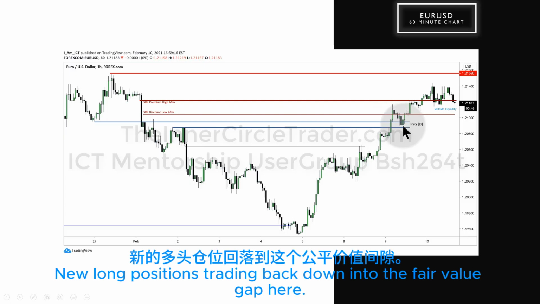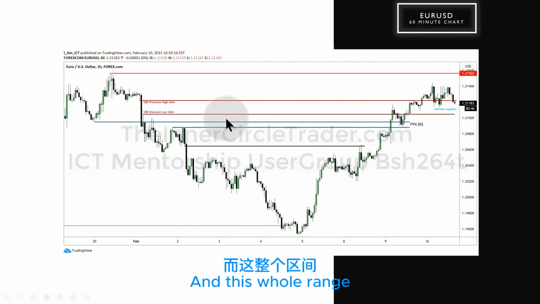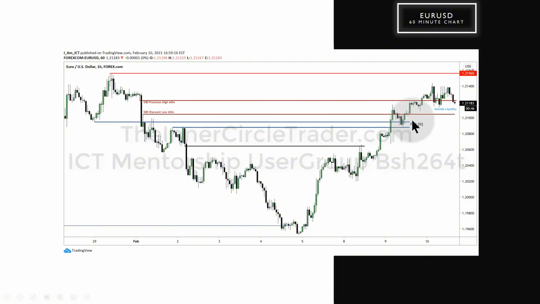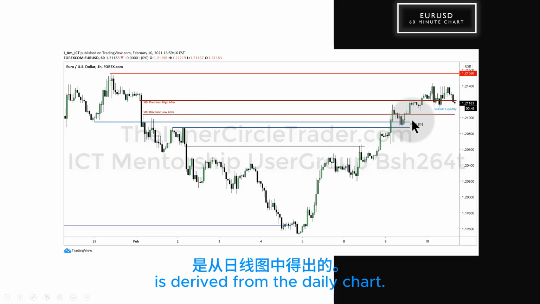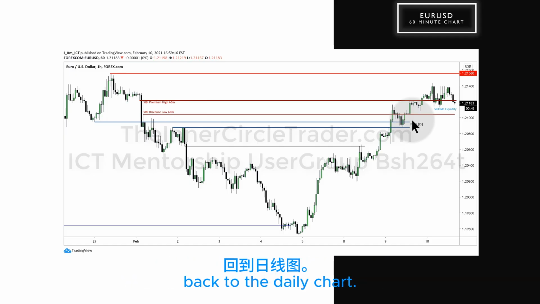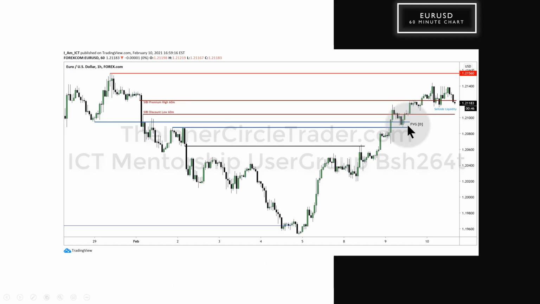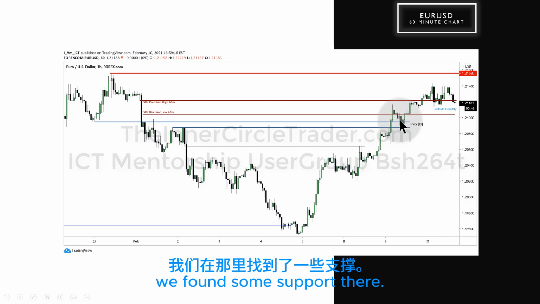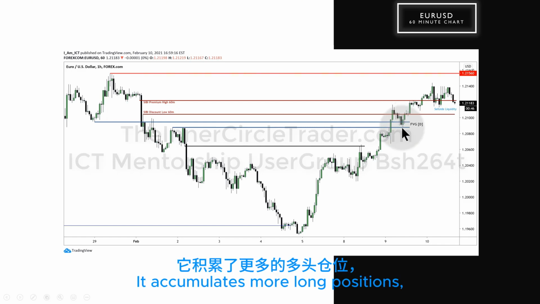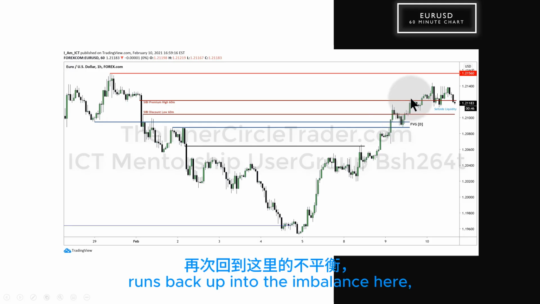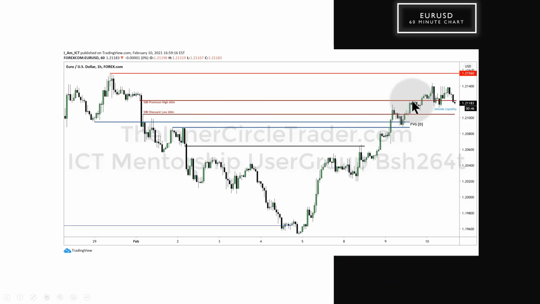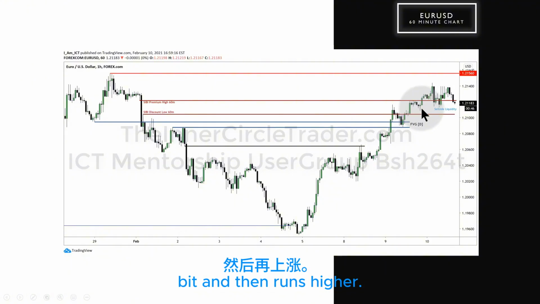Trading back down into the fair value gap here, and this whole range is derived from the daily chart. The one I just showed you when I went back to the daily chart, that's what's outlined here. Okay, so we found some support there. It accumulates more long positions, runs back up into the imbalance here, hits it, sells off a little bit, and then runs higher.